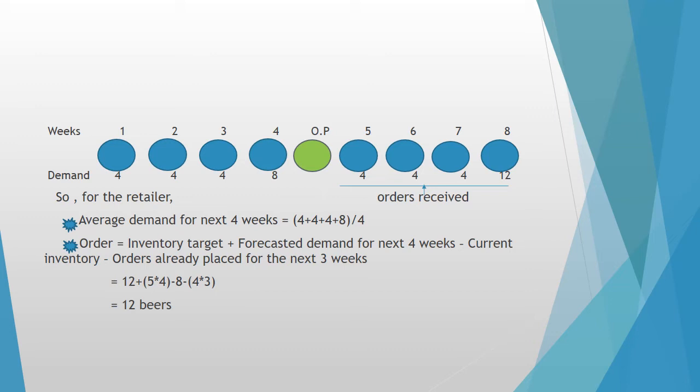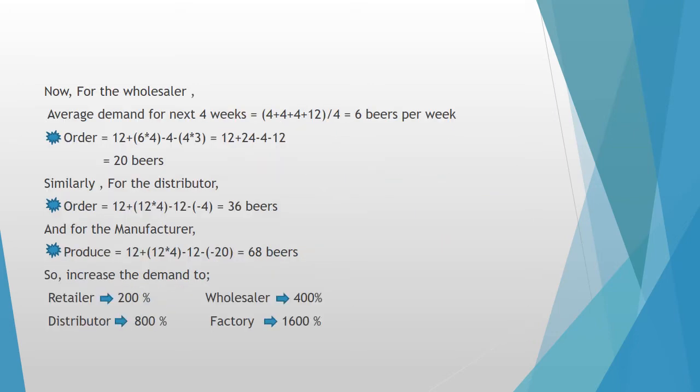When customer demand increases from 4 to 8, then the retailer will order from the wholesaler an amount equal to the inventory target plus forecasted demand for the next 4 weeks minus current inventory minus orders already placed for the next 3 weeks. So by calculating, we will find 12 beers.